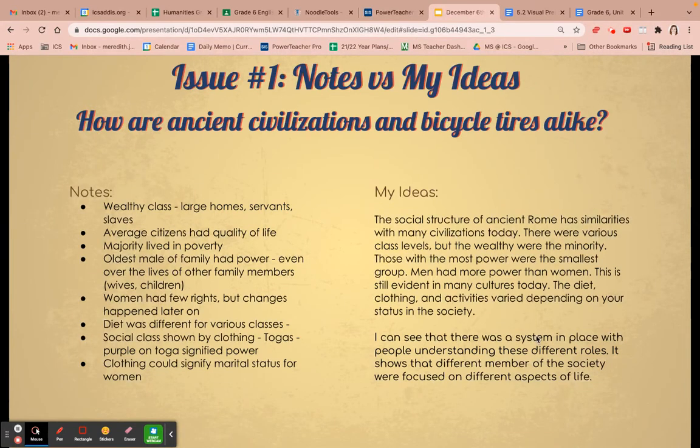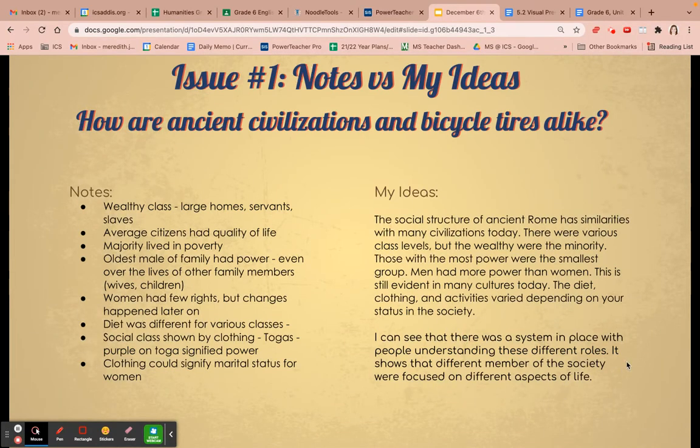There are a lot of societies today where men have more power than women. Diet, clothing, and activities definitely vary depending on your status. So I saw some similarities between what was going on in Rome and what's happening in the modern world we live in today.